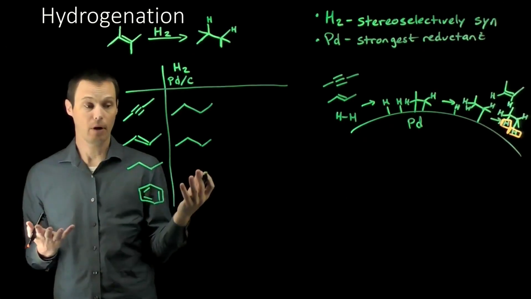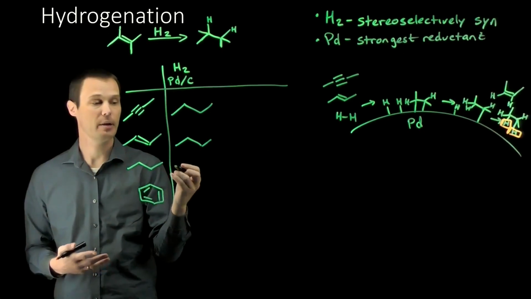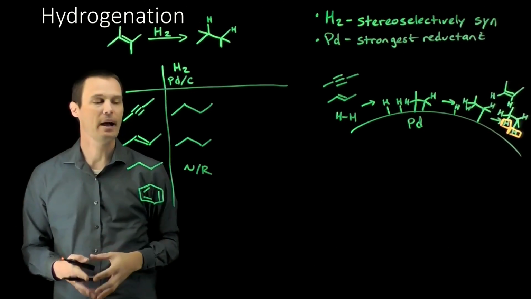When we start with an alkane, there are no pi bonds. This mechanism can't occur because there are no pi bonds, and so we end up with no reaction here for the alkane starting material.